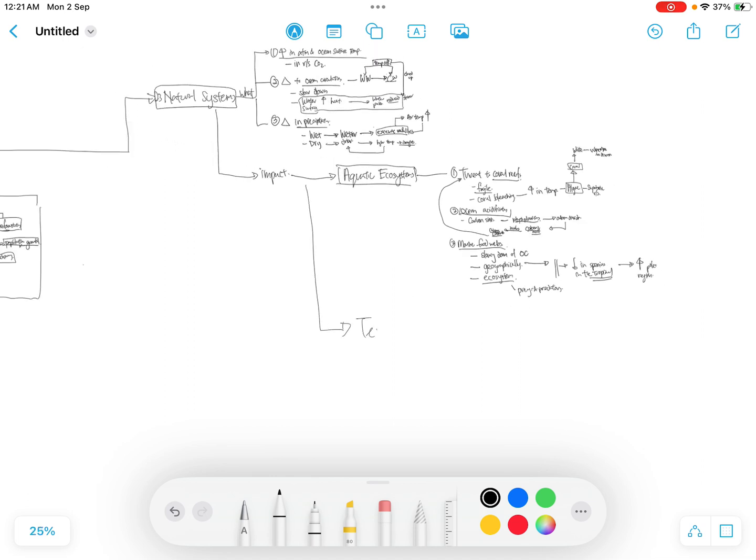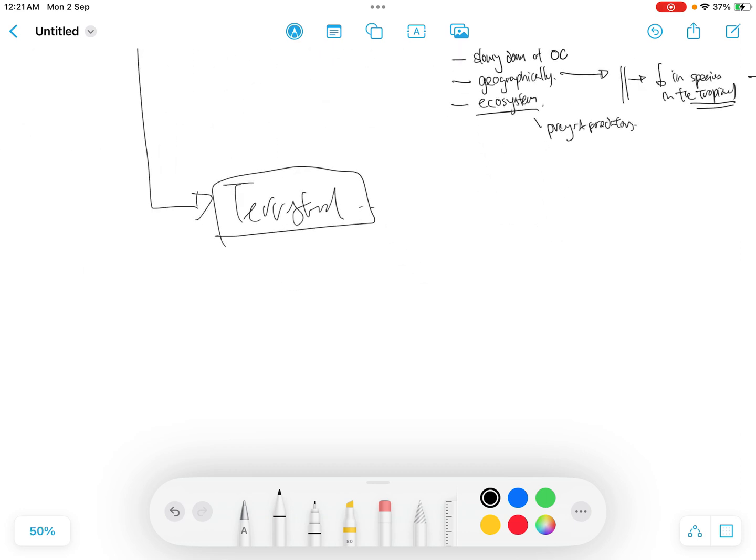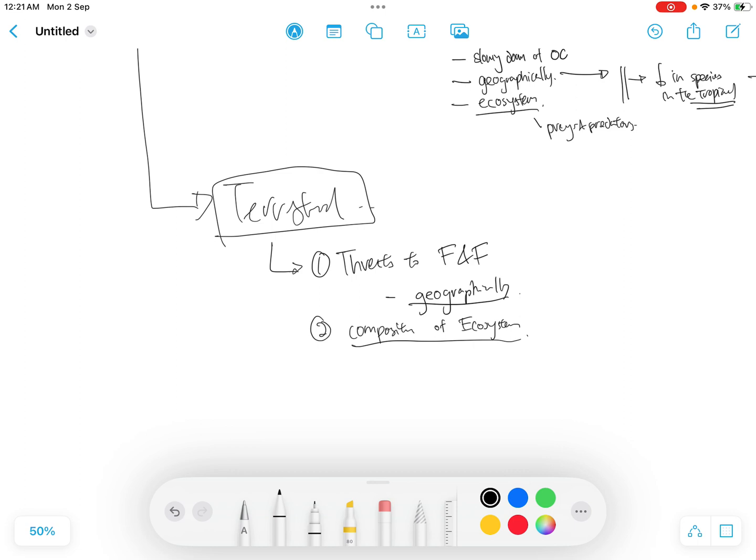Next, we look into the terrestrial ecosystem. Okay, for terrestrial ecosystem, it is on land. What happens is that there is actually firstly a threat to our flora and fauna, right? They may be threatened in many ways. There will be changes geographically again. There will be a geographical distribution of species moving to different places. Temperate forests are moving, right? Species are moving. And then these will actually cause changes in the composition of the ecosystem, right?